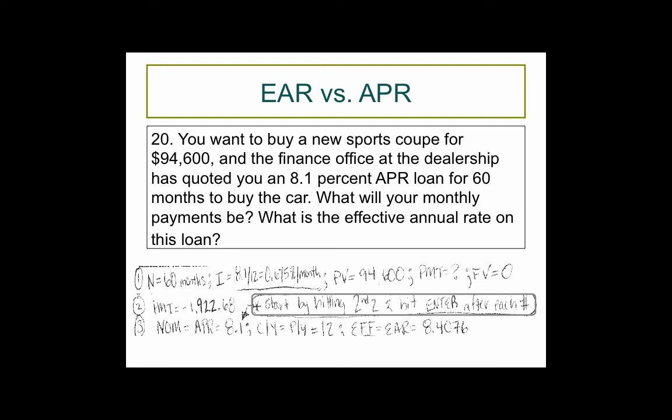And you should get negative $1,922.68. That would be a huge car payment, by the way. That's much closer to a big fat mortgage payment on a house than it is a payment for a car. But if you want to live out of that car, then good for you.